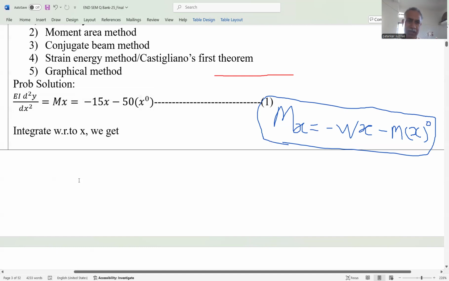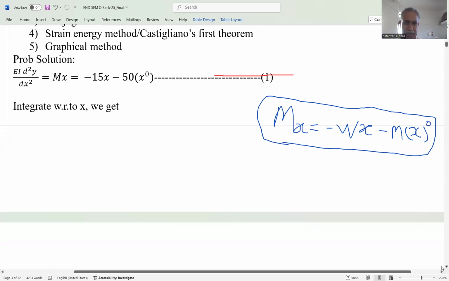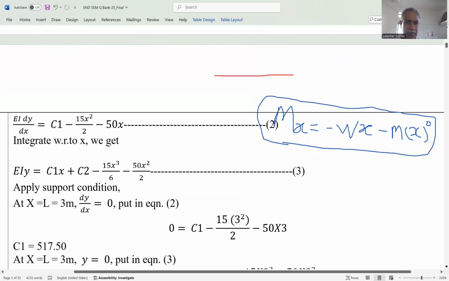Now we can integrate this equation with respect to x, as x is a variable, and we know that dy/dx is the slope. Therefore, after integrating, we get EI dy/dx = C1, the constant of integration, minus 15 times x²/2, minus 50 multiplied by x^(0+1). That's why it is 50x.